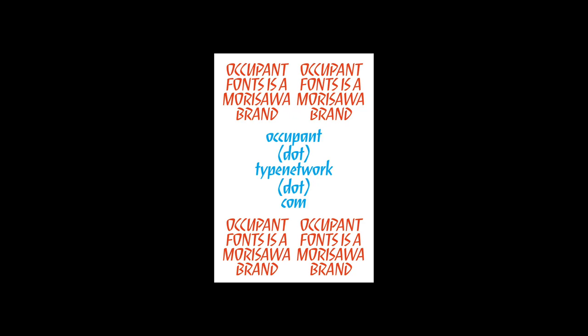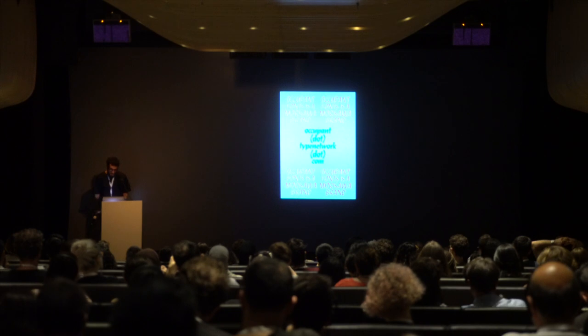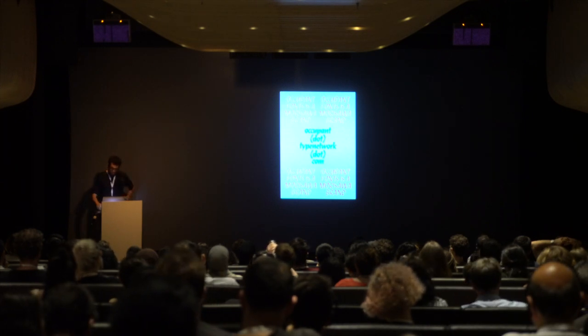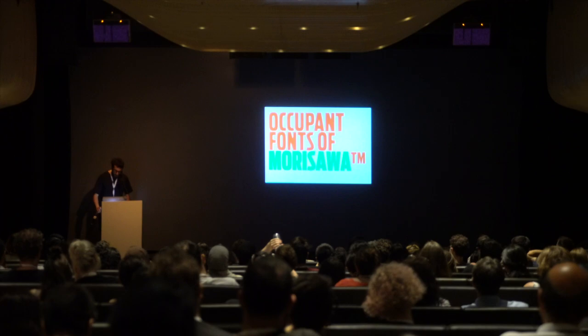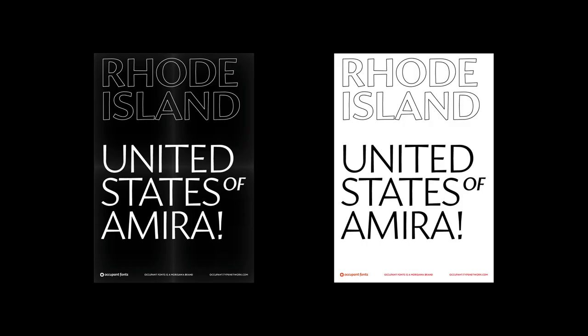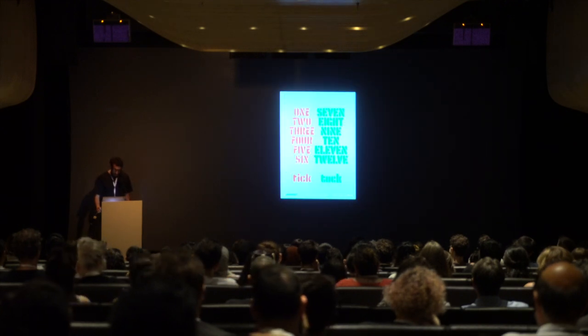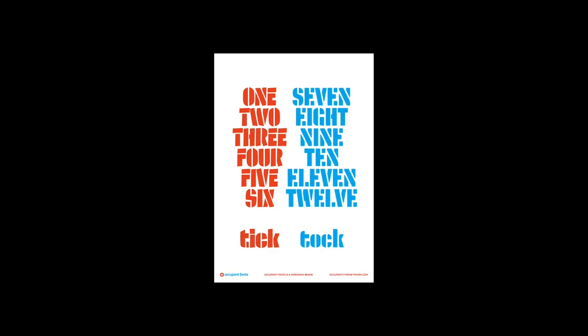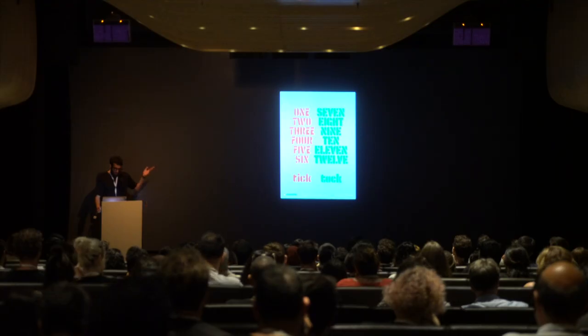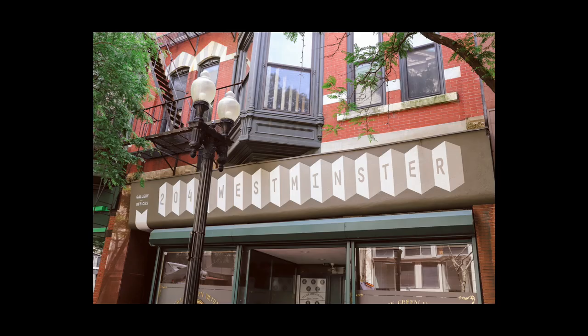And for this exercise, I decided to focus on the fact that Occupant Fonts is in the States, and we're based in Providence. So I was just playing with some ideas very quickly. Amira is a typeface that I really liked, so it's like United States of Amira. Bad joke, haha. Then I obviously lost track because I wasn't really paying attention to the content, so I just started making these specimens, basically.